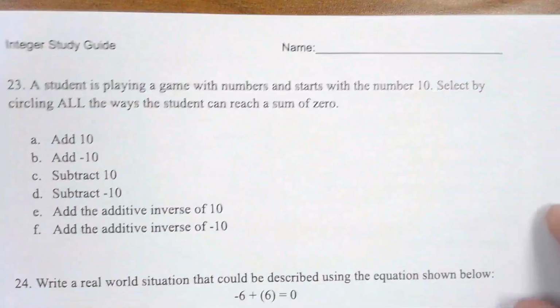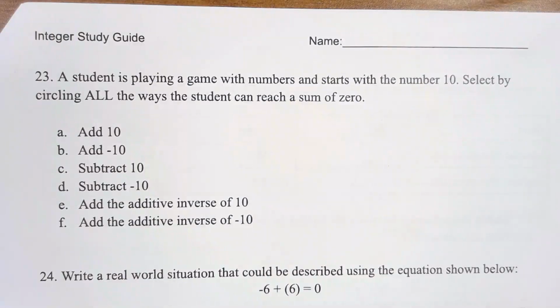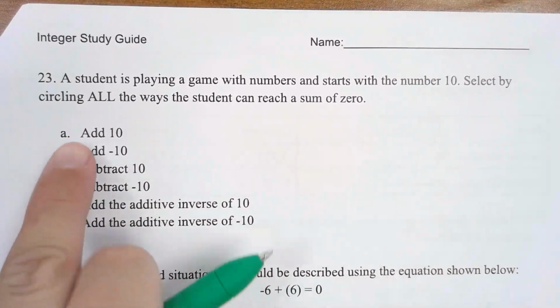All right, next one. A student is playing a game with numbers and starts with the number 10. Select by circling all the ways that the student can reach a sum of 0. All right, so let's just take these step by step.